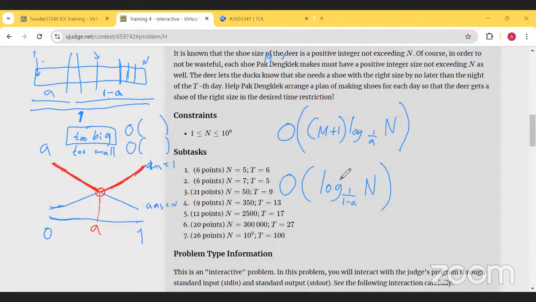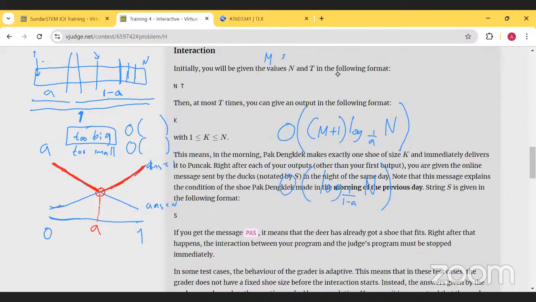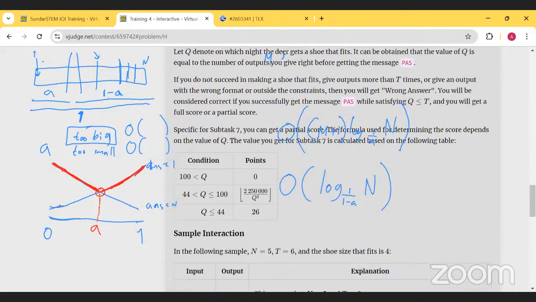Until this point, did you understand? Or any question? Okay, that's right. Yes.